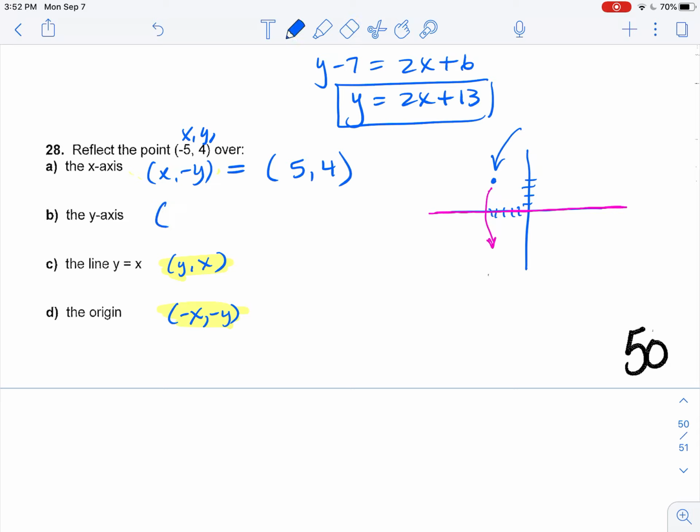That means I was working really fast, trying to get through this. Okay, negate the x, keep the y is over the y-axis. Oopsie. That's okay. There's my reflected point. So I know it's going to be a -5, and the 4 becomes a negative. I keep the x, change the y.